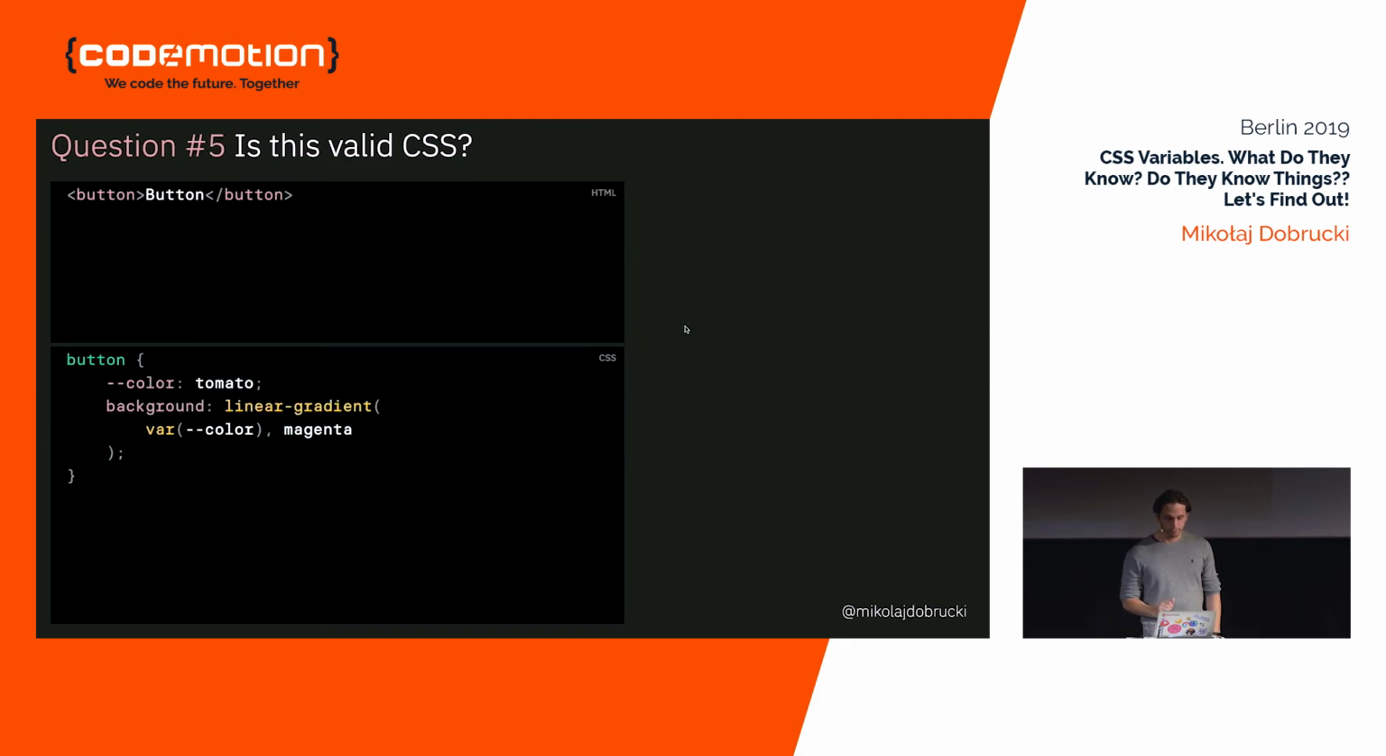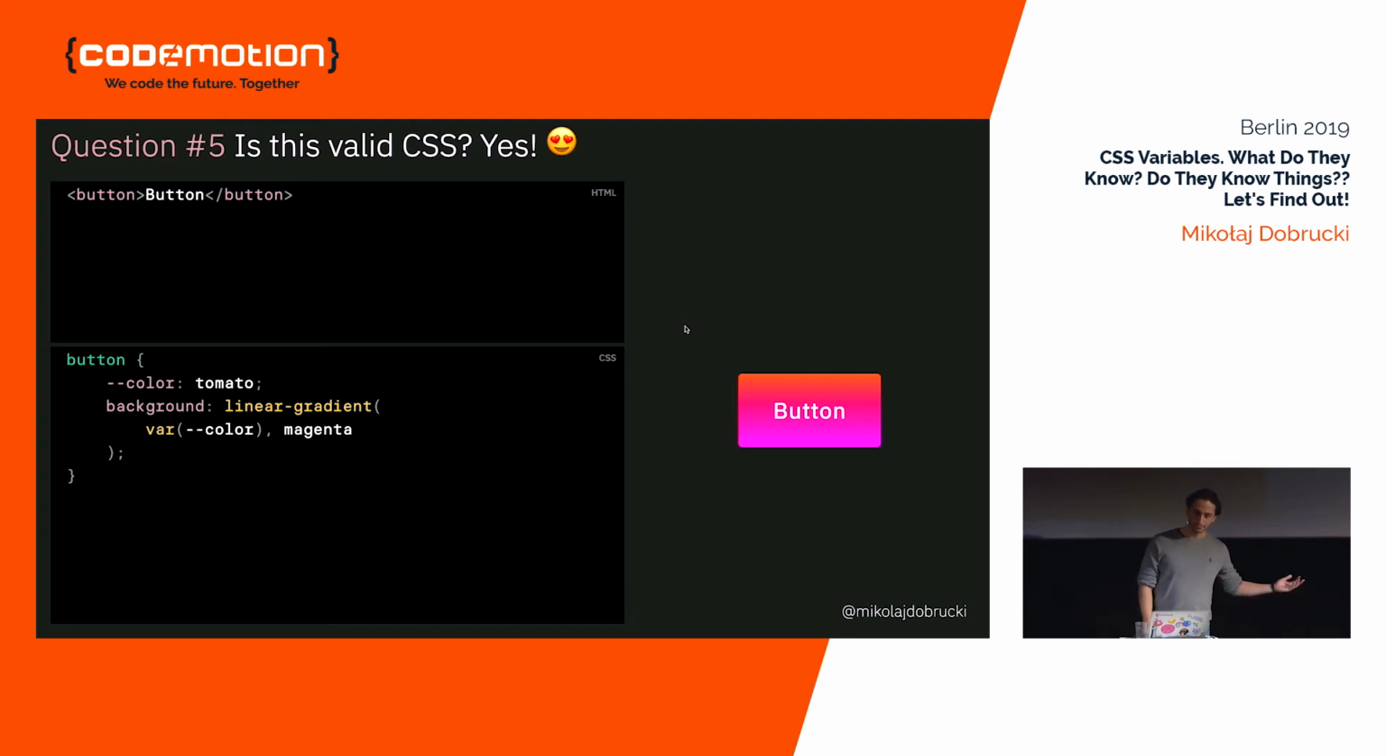Cool. Let's move to question 5. This time, we have a button. And then there's a gradient put on top of this button. So do you think that this will work? Yes, this works. And this works again because a gradient function is just a function that takes multiple CSS values as arguments, and each of them can be replaced by a custom property. And here we are with our beautiful magenta to tomato gradient.